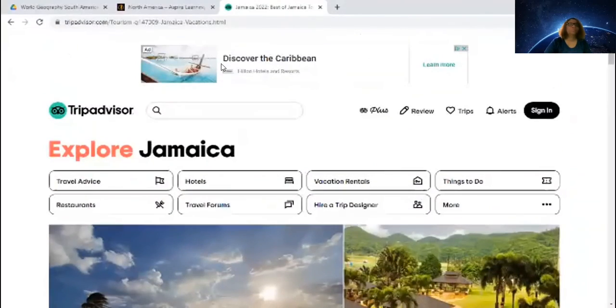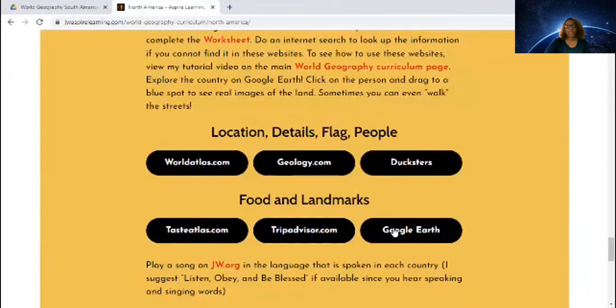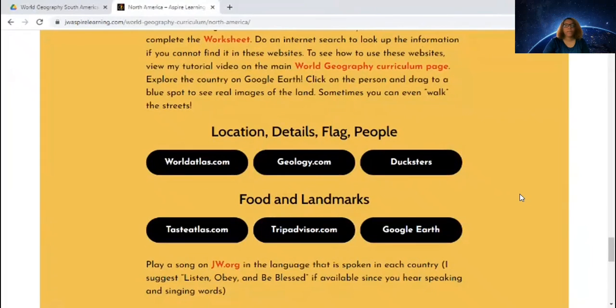that you can find. And then once again, I also have Google Earth, because Google Earth is good to go to those landmarks, those attractions, those locations, and walk around, or even just a general location there and walk around.